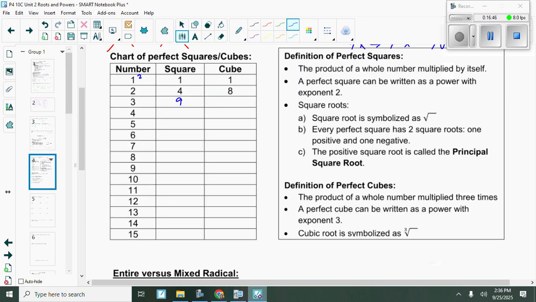Okay, 9, 16, 25, 36, 49, 64, 81, 100, 121, 144, 169. That's as far as I know from my memory. Okay, I know up to my 13s. So I would have to do this one, but it would probably be good for me to just become familiar with those final 2.